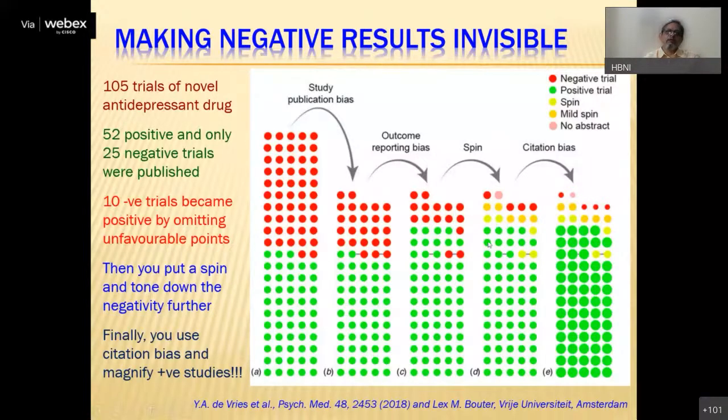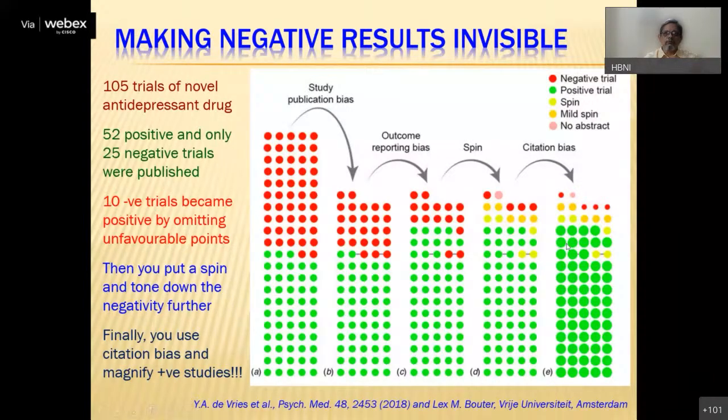And finally, after these are published, then you have what are called citations. A lot of people cite these works. People tend to cite positive results rather than negative results, so positive results get at least 3 to 4 times more citations than the negative results. That increases their relevance. You can see that the size of the positive results is shown as increased because we're getting more citations. So there is a citation bias.